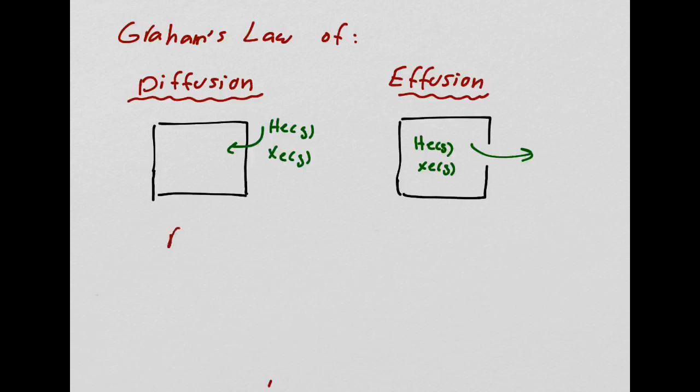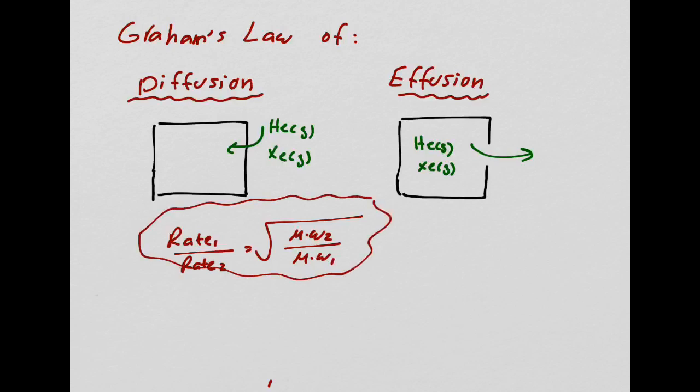I want to have rate 1 over rate 2 equals the square root of molecular weight 2 over molecular weight 1. This is nothing fancy at all. What this one is telling me is basically a ratio. If I have two gases, which one is going to have a faster rate? And you know already that the lighter one is going to be faster to escape and then to fill up the box. But again, the question is how much? So this is just a ratio.